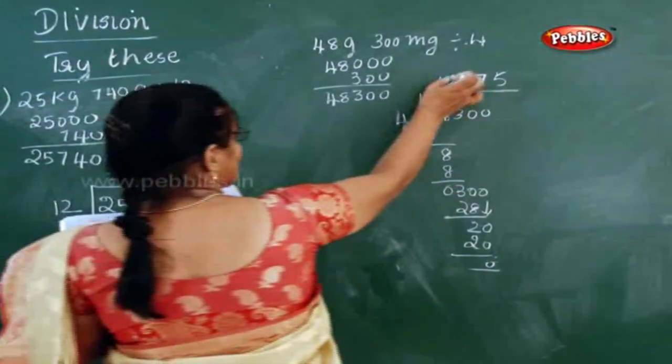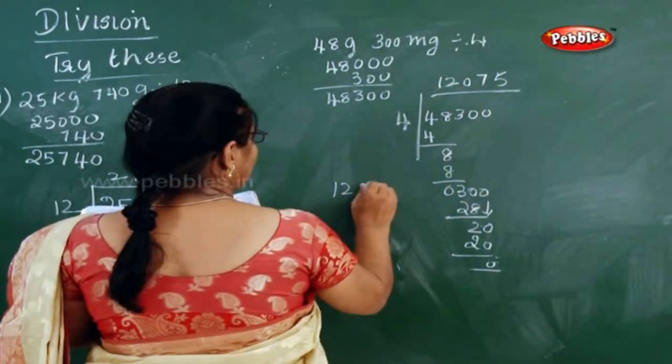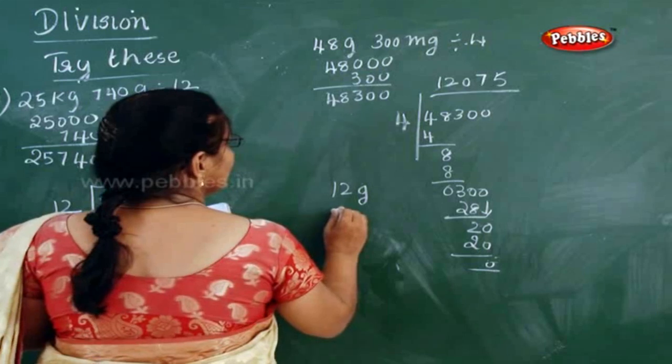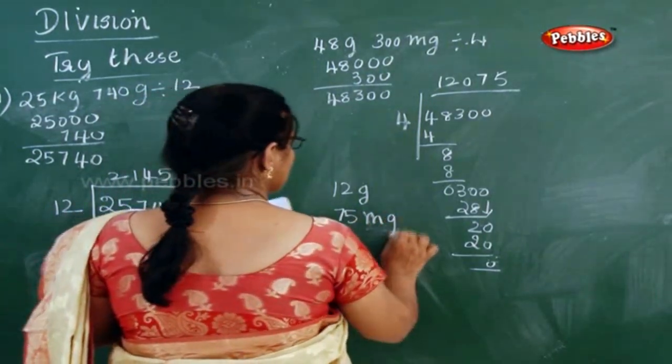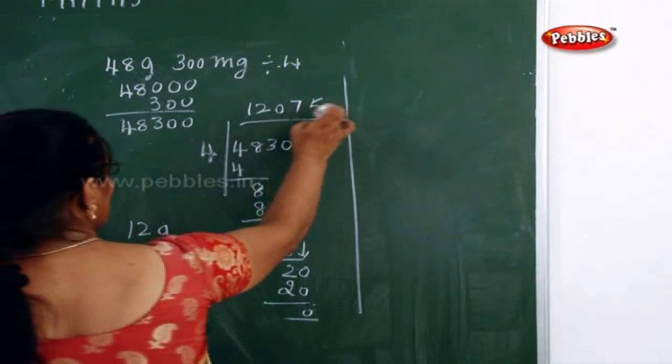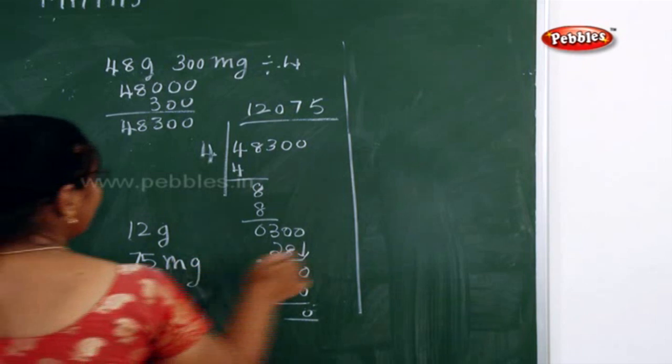So I told you the first one. See, first 12. This 12 will be your gram and the 75 will be your mg. See, 12075 you are getting it. Now what will you write? 12 gram and 75 mg.